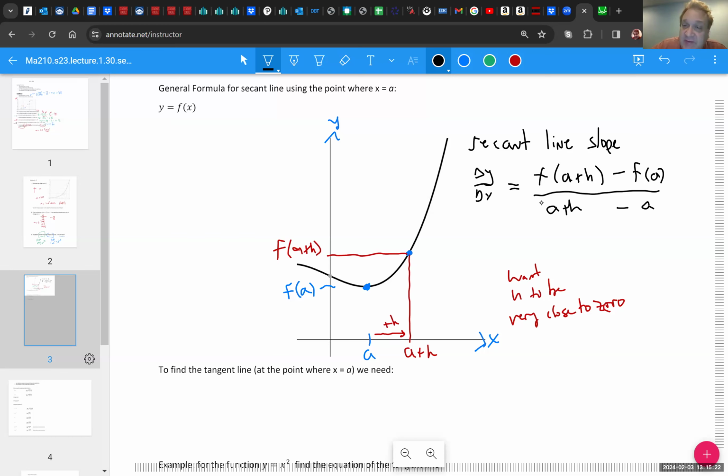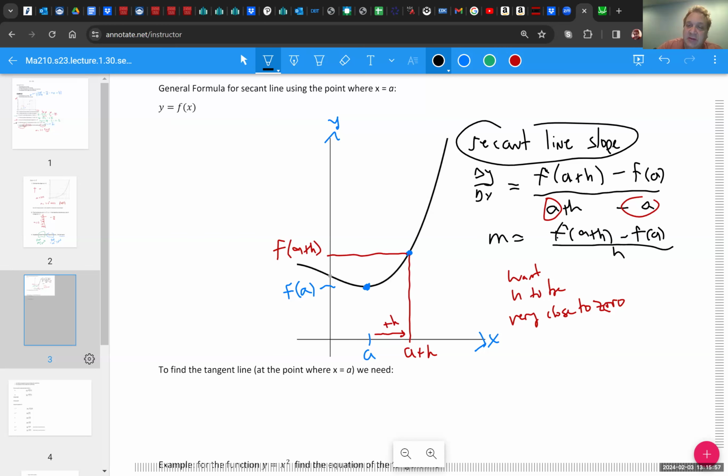Well, the top doesn't really simplify because we don't have a specific function. We don't know how to plug stuff in. We don't know how things will simplify or anything like that. But the bottom can be simplified because we have a plus h minus a. This a right here and this a right here subtract to be zero. So we can simplify this formula. The slope of the secant line is f of a plus h, that's our y2 value, minus f of a. And the bottom is just going to be written as h, because those a's will subtract to 0.